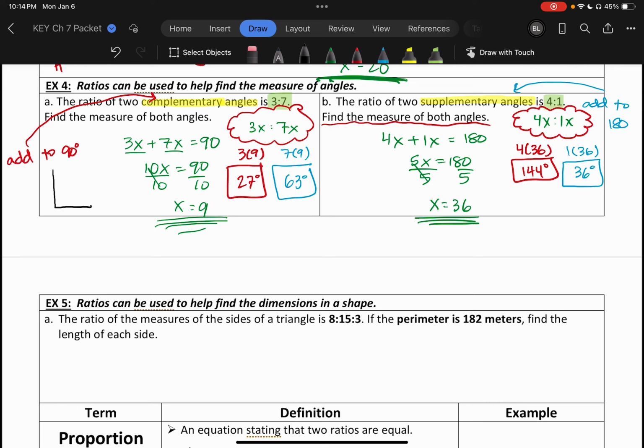So if I have two angles here, it doesn't have to be perfect, but two angles that add up to 90, we can understand that one of these angles in this example would have been 3x, the other angle would have been 7x. If I draw a picture for part B, we can see that if they're supplementary angles, they create a straight line. So they are going to add up to 180. Maybe this one was our angle of 4x, this one was 1x.